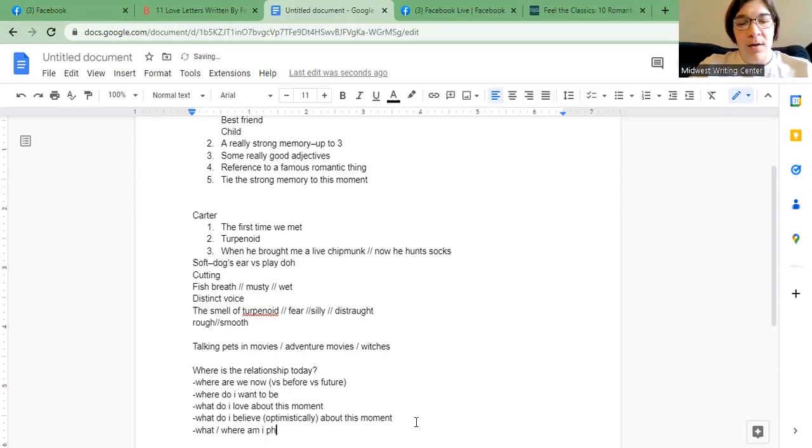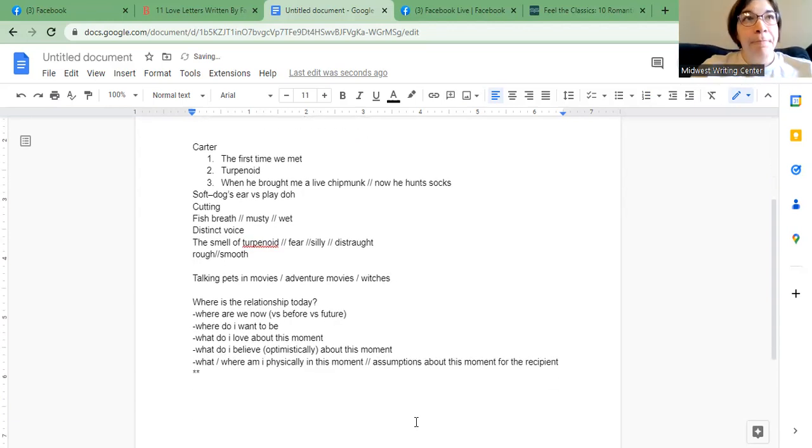What and where am I physically in this moment? Assumptions about this moment for the recipient. So here is an asterisk. We write letters to someone, but we're really focused on ourselves in them, and that is not ideal.